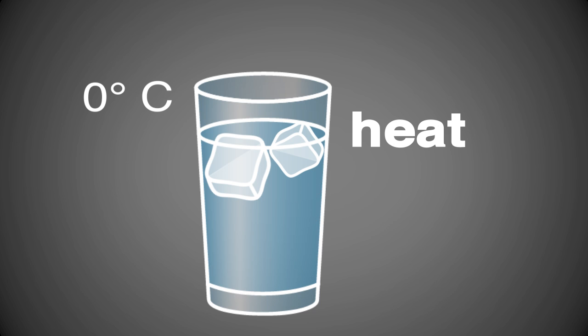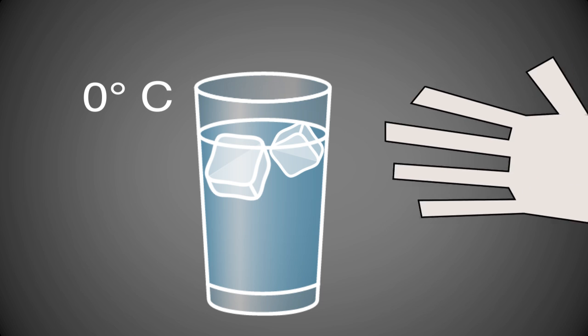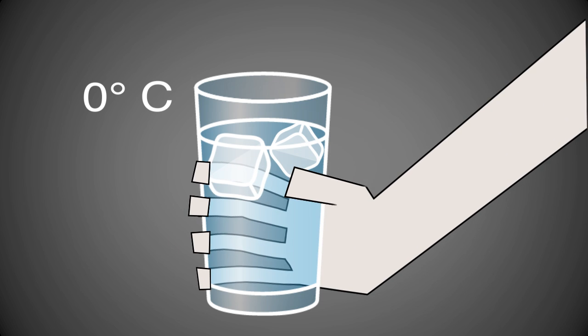I can do that very easily by just grabbing the glass. And when I hold the glass, my hand is now warm. It's at body temperature, something like 32 Celsius. And the glass is cold. It's at 0 degrees Celsius. So heat will flow from me into the glass. But the temperature of the water won't change. It's going to stay at 0 degrees C as long as it's a mixture of both solid water and liquid water.